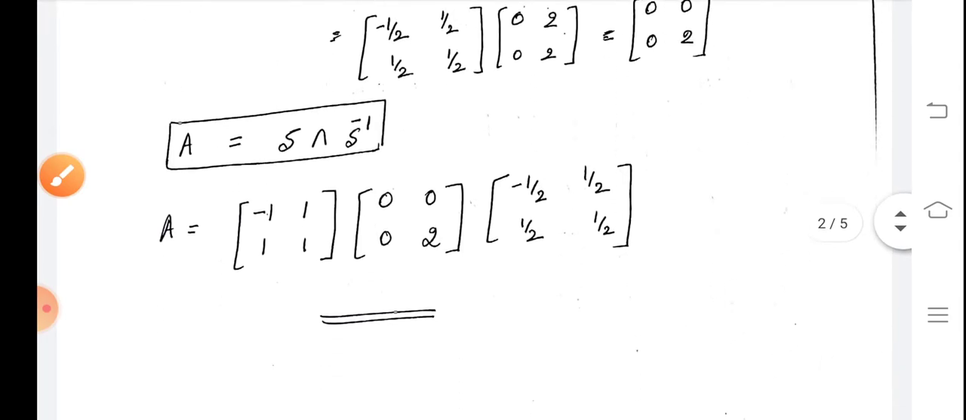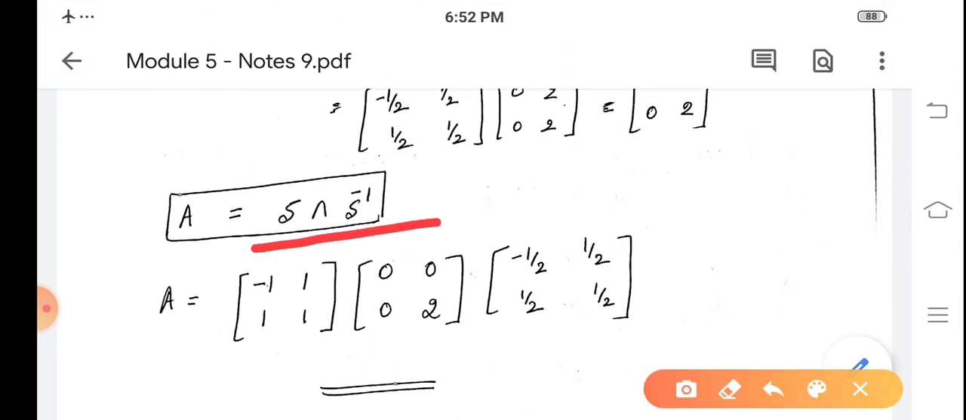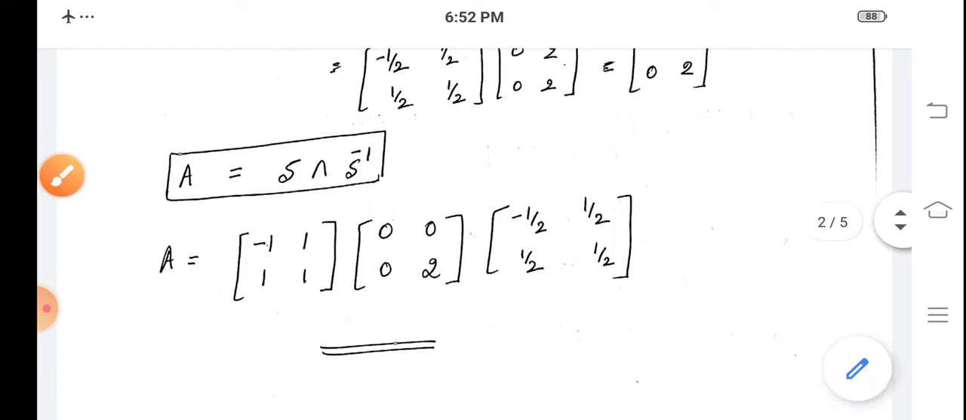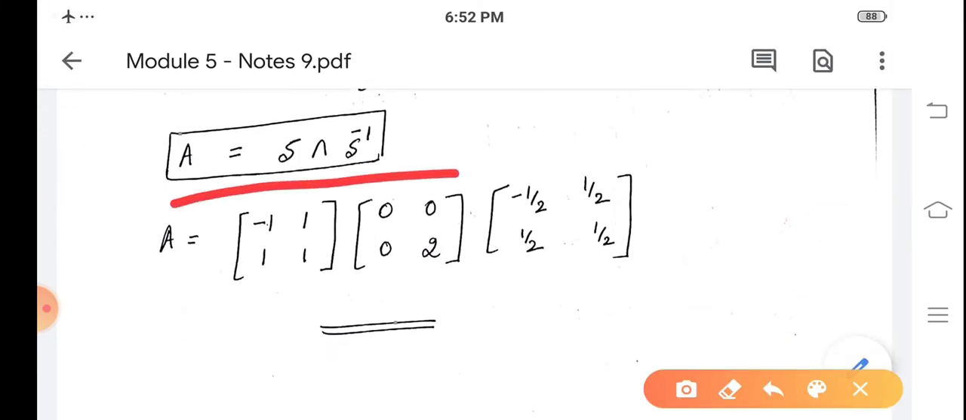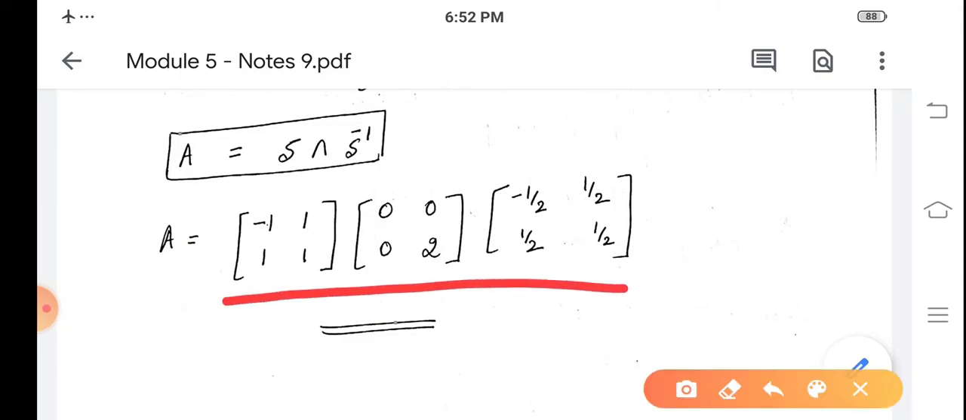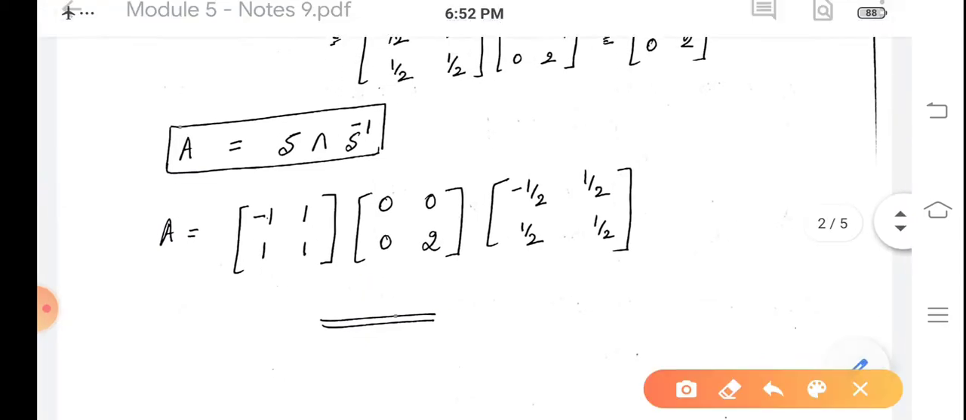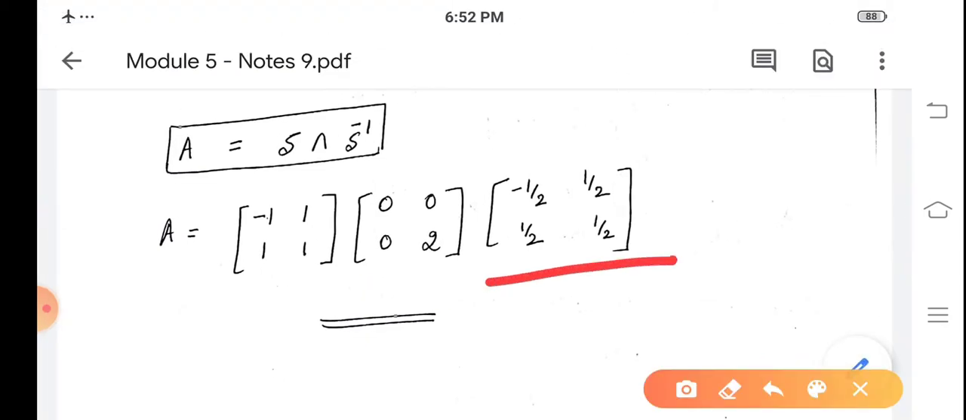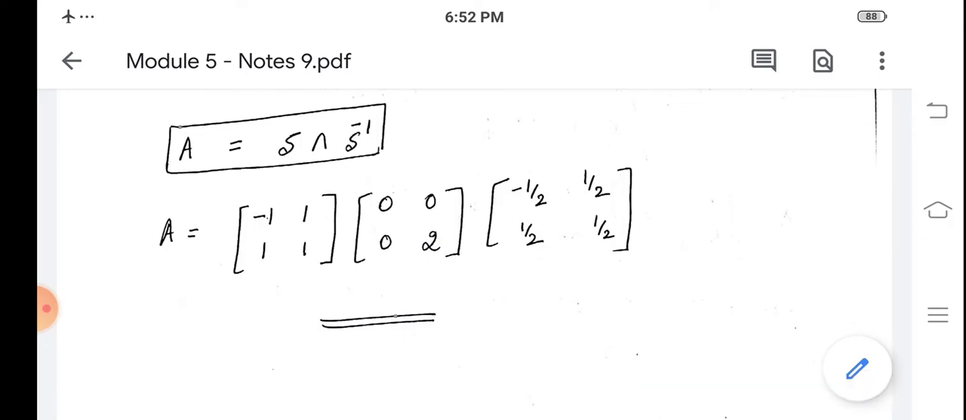Now to factor the matrix A into S capital lambda S inverse, we have A equal to S capital lambda S inverse, where S is the eigenvector matrix, that is minus 1 1, 1 1, and capital lambda is the diagonalization matrix, that is 0 0, 0 2, and S inverse is minus 1 by 2, 1 by 2, half, 1 by 2. So this is a factorization of A. We can factorize A into S capital lambda S inverse.